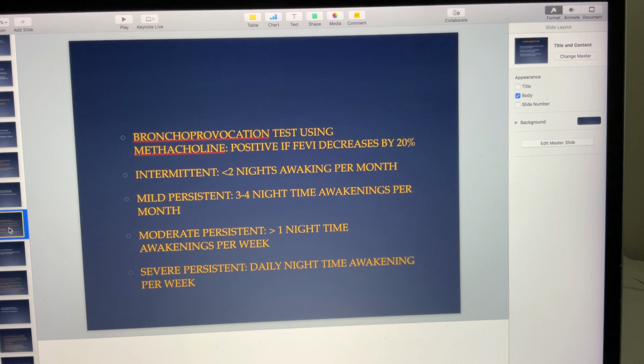In terms of classifications of asthma, you have intermittent asthma, where there will be less than 2 nighttime awakenings per month. The second classification is mild persistent, where you have 3 to 4 nighttime awakenings per month. Moderate persistent has greater than 1 nighttime awakening per week. And severe persistent has nighttime awakening 7 times a week.